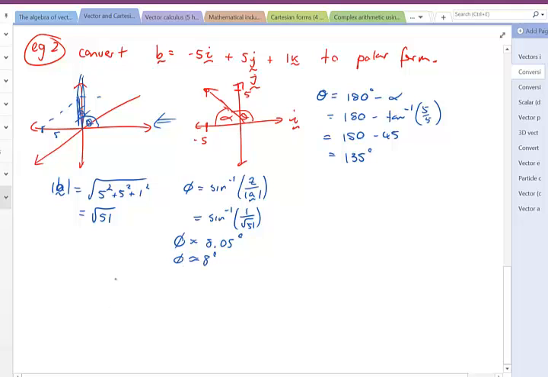So our conversion here, B, is equal to the magnitude, root 51, the azimuth, which is 135 degrees, and the altitude, 8 degrees. Okay, that completes the lesson on conversion in 3 dimensions between component and polar.